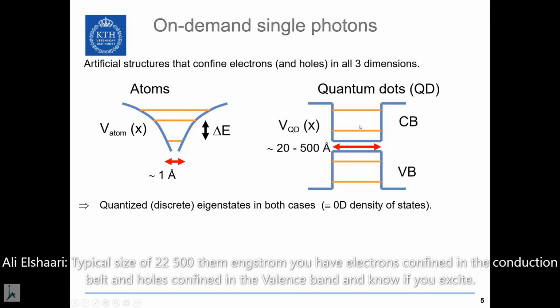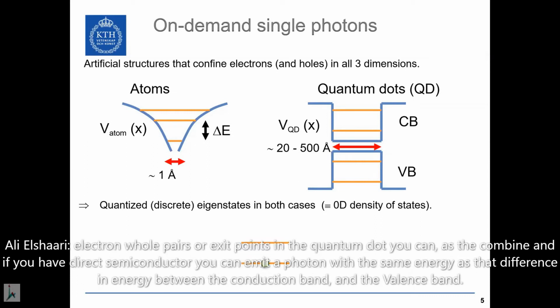You have electrons confined in the conduction band and holes confined in the valence band. And now if you excite the electron-hole pairs, or excitons, in the quantum dot, as they recombine, and if you have a direct semiconductor, you can emit a photon with the same energy as the difference in energy between the conduction band and the valence band.